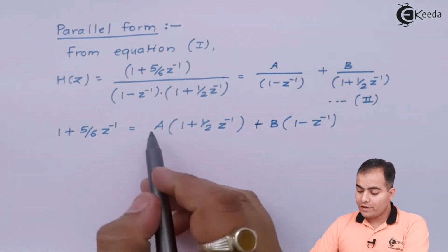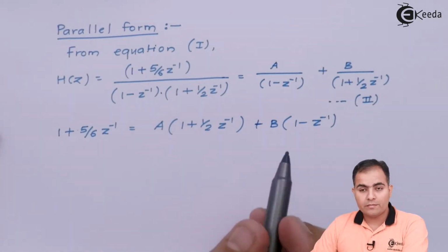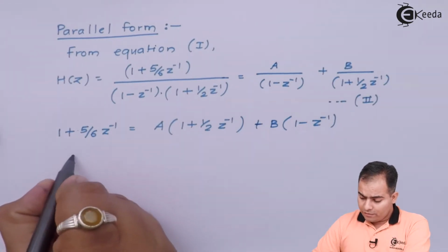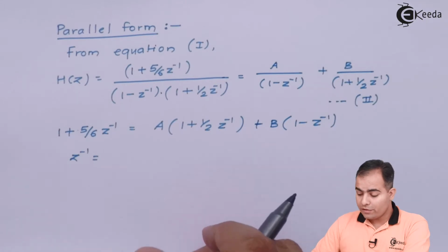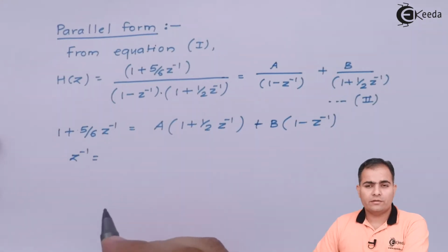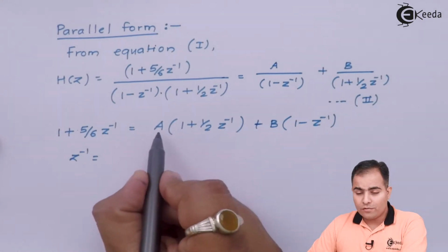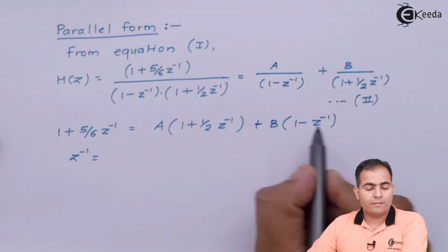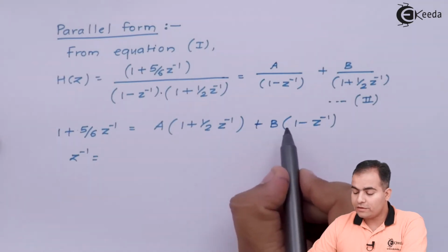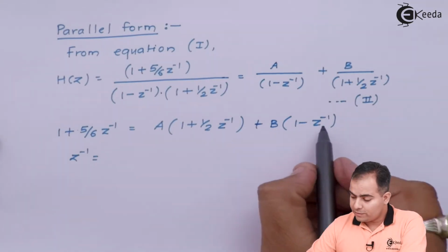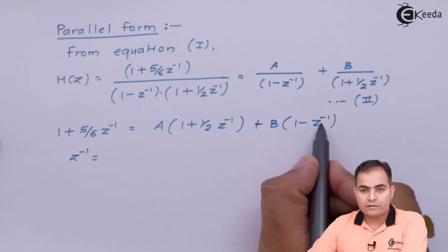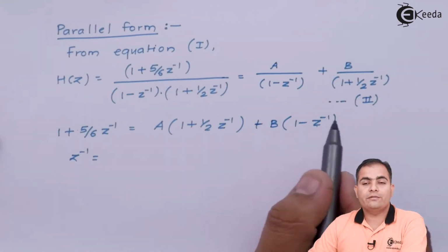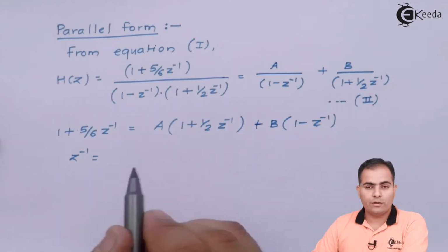Now we are going to obtain the values of A and B by substituting different values of z inverse. Which value are we going to replace z inverse with? Look at here. If we want to calculate A, then the whole B term must be replaced by 0. All the product with B will be replaced by 0, which means if I place z inverse equals 1, then 1 minus 1 will get cancelled and this whole product will also give us value 0. So you will get the value of A automatically.